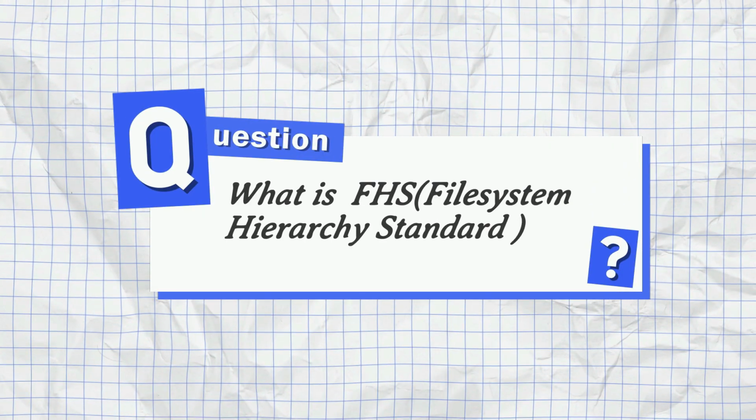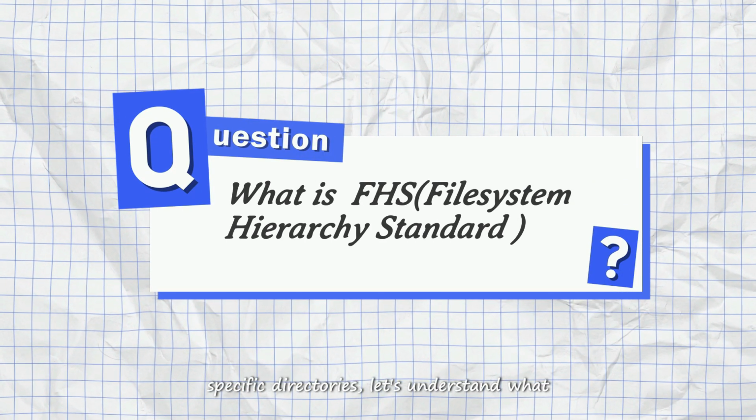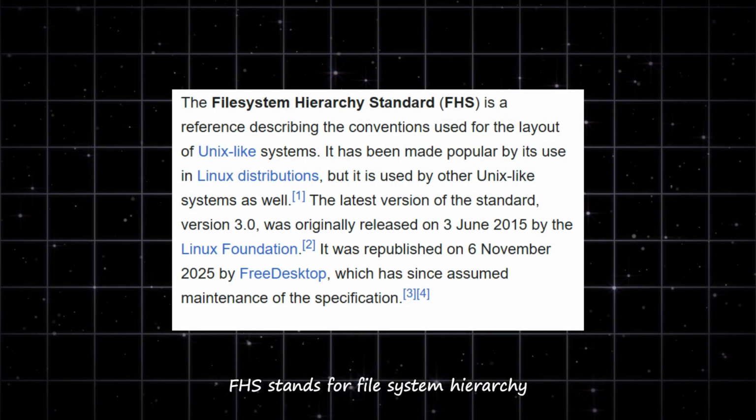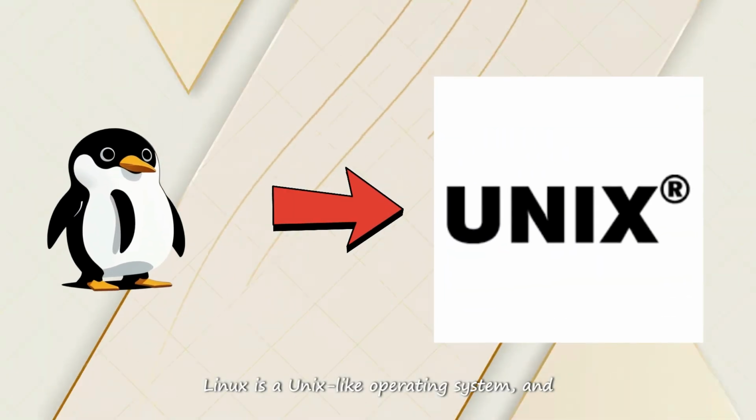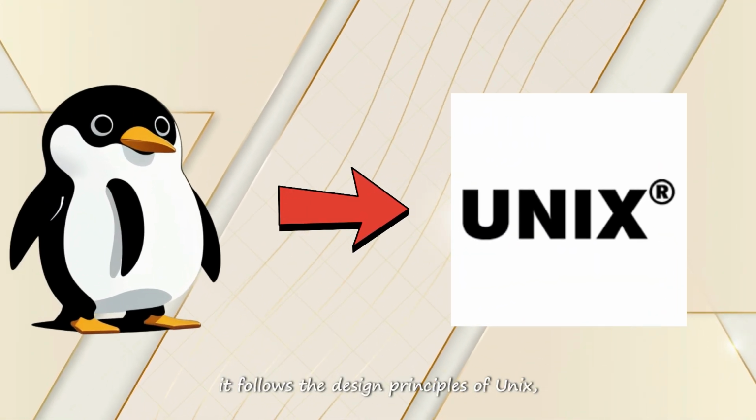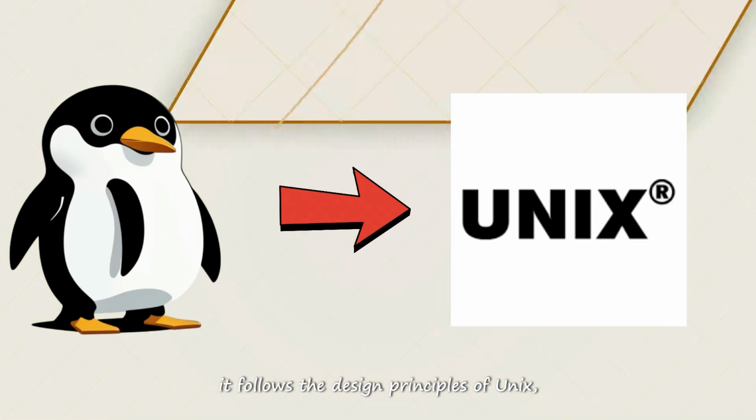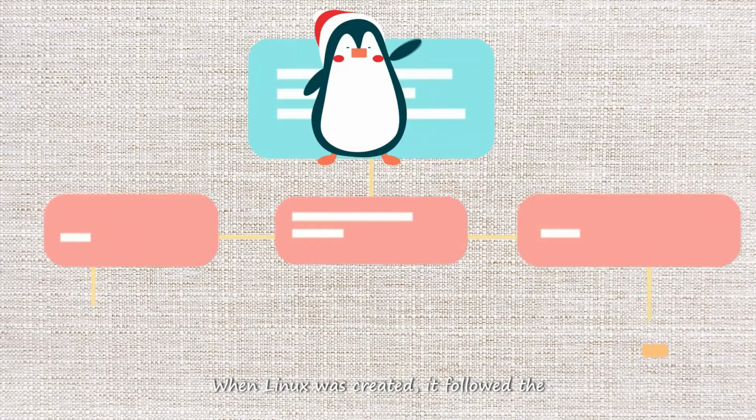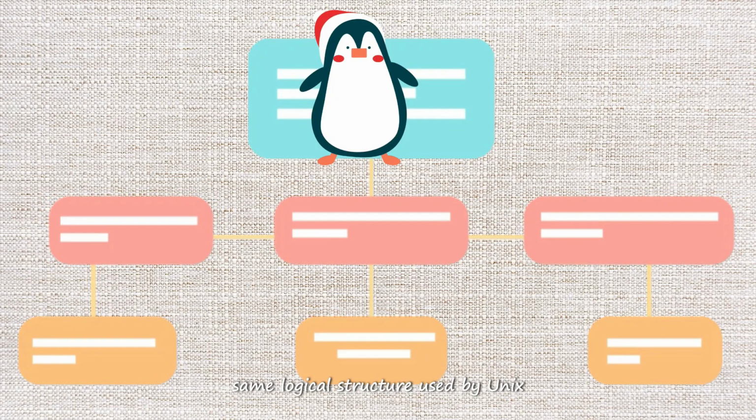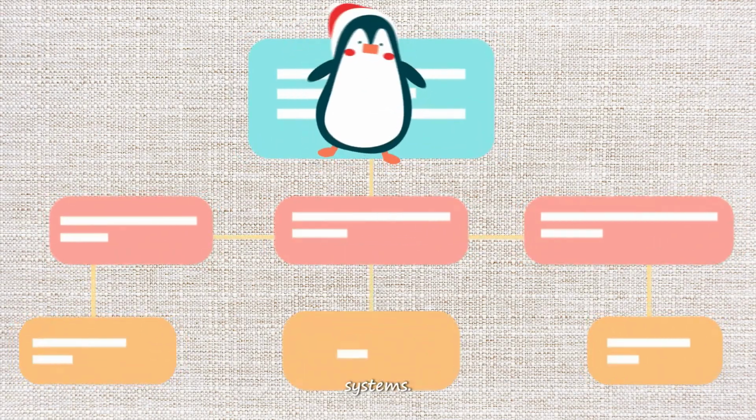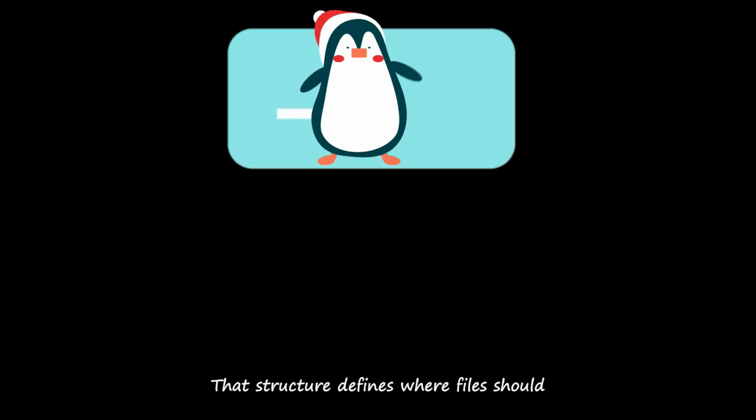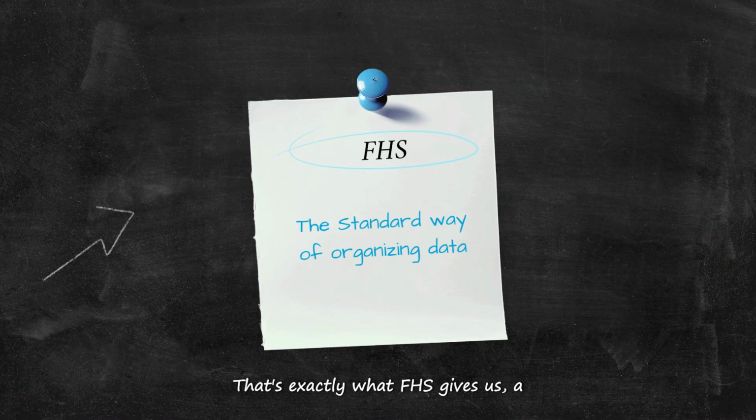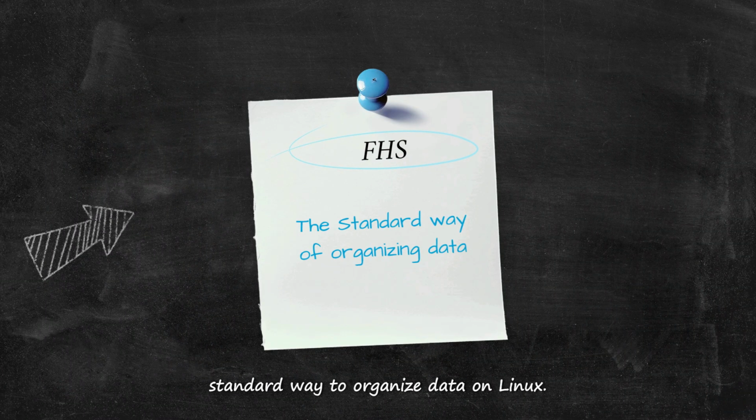Before we dive into specific directories, let's understand what FHS actually means. FHS stands for File System Hierarchy Standard. Linux is a Unix-like operating system and it follows the design principles of Unix, which dates back to the 1970s and 80s. When Linux was created, it followed the same logical structure used by Unix systems. That structure defines where files should live and why they live there. That's exactly what FHS gives us, a standard way to organize data on Linux.